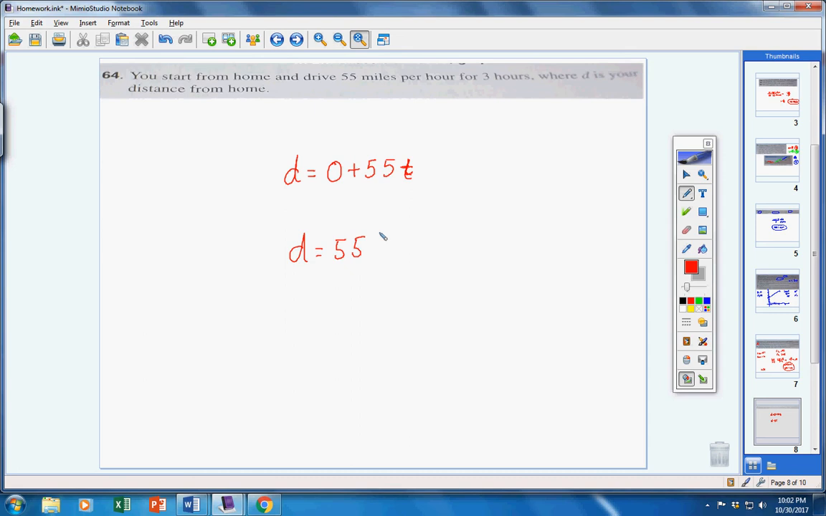So I'm going to graph this very quickly by simply putting in a 0 and then putting in a 3. Now, Mr. Earhart, why would you use a 3? Because it says here you drove for 3 hours. And when you started, you were at 0 hours. So put a 0 in for t. 55 times 0 is 0. And then put a 3 in for t. 55 times 3 is 165.